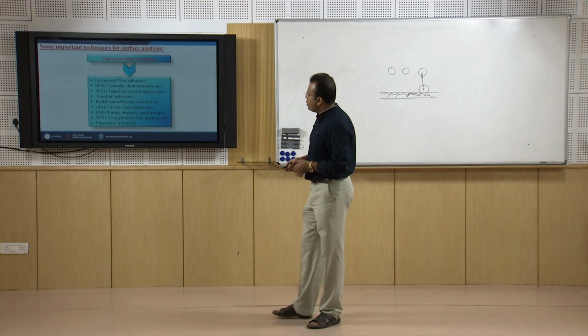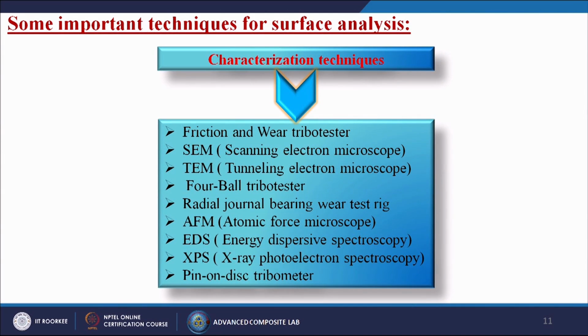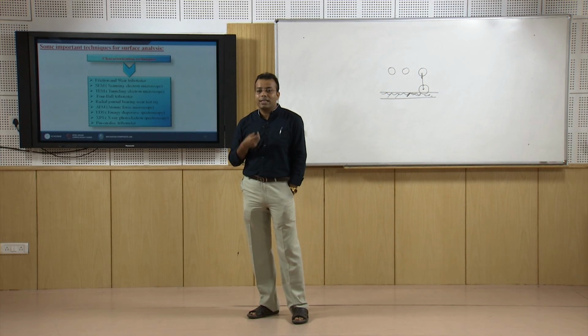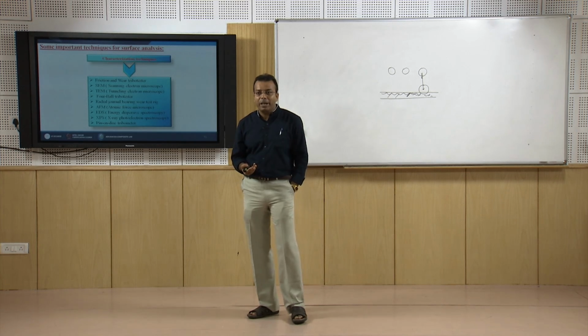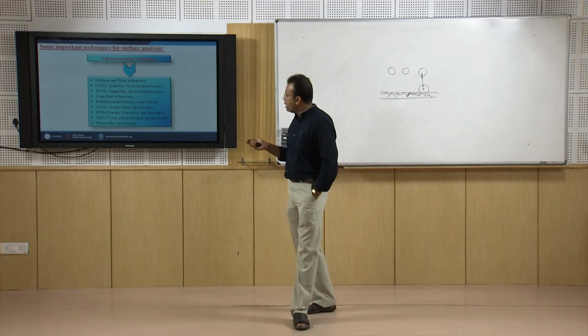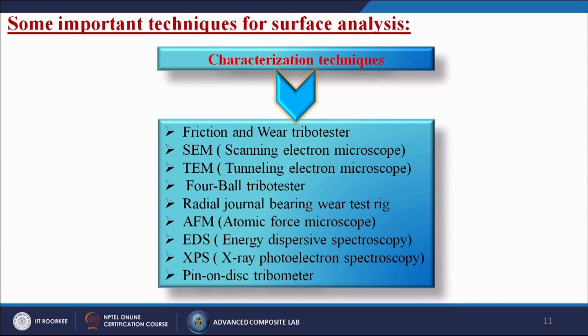Now, we will discuss some important techniques for surface analysis. So, how are we going to measure whether there is any wear or abrasion, or when we are doing some kind of coating, how can we measure all those. The first one is called the friction and wear tribo tester. It will give you some kind of noisy signals by which you can understand whether your coating is proper or worn out, so that you can go for a second time.